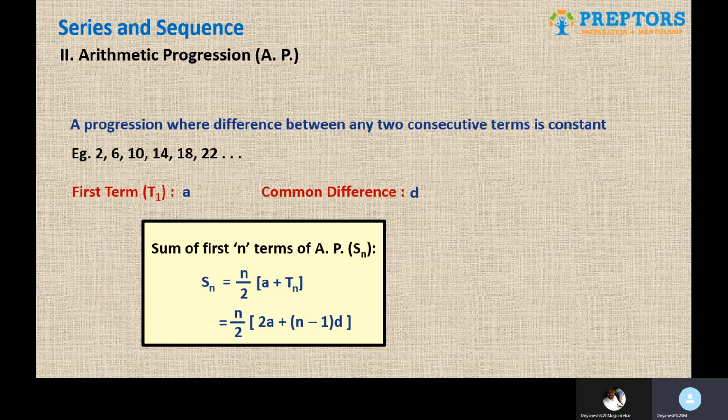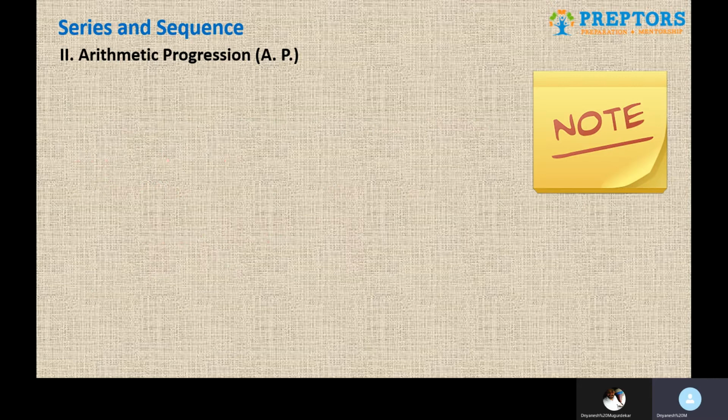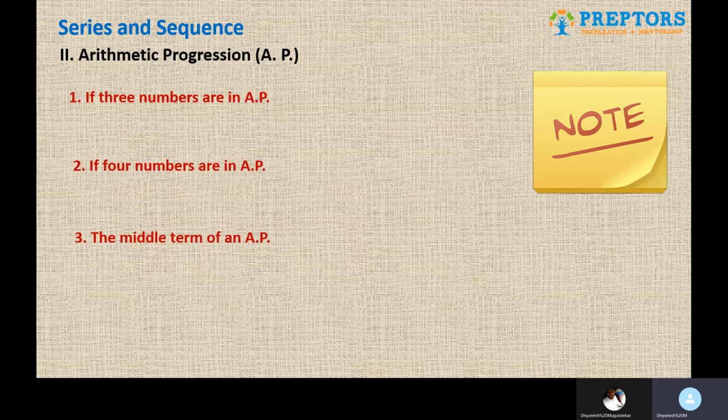Then before we go to the next series, there are certain standard things that you can generalize in terms of writing certain terms in a specific order or specific way. The first note is, if three numbers are in AP, and as usual, whenever you are supposed to write down three numbers or any odd number of terms, you always start with the middle number and then you write one before that and one after that. For example, something like this: A minus D, A, and A plus D.